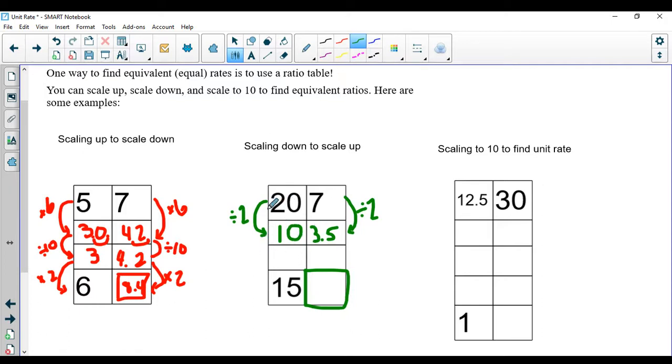Now, there still isn't an easy way to go from here to here, so I'm going to try scaling down again. And I'm going to divide by 2 again. 10 divided by 2 is 5. And I'm going to come over here and do the same thing.